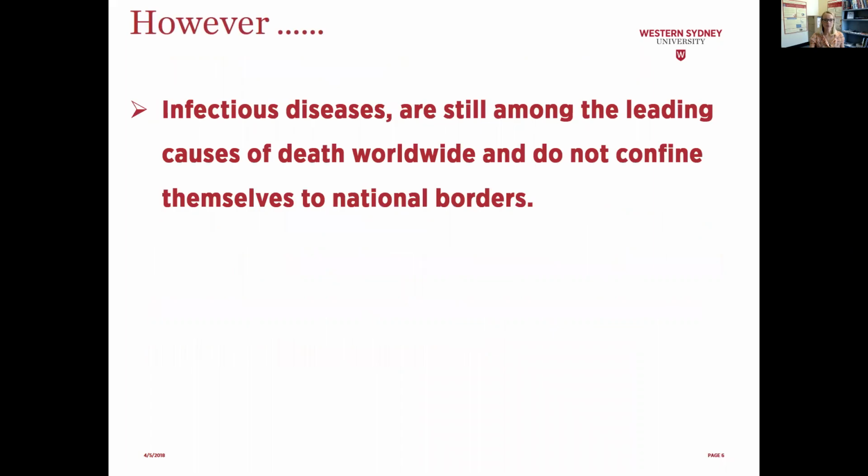However, infectious diseases are still one of the leading causes of death worldwide. And this is particularly to the point now because they don't confine themselves to national borders. They don't stop within Australia or within their country of origin. And as times change, and we'll look at this a little bit more, we're going to find that ability of infectious diseases to spread rapidly is one of the main issues.